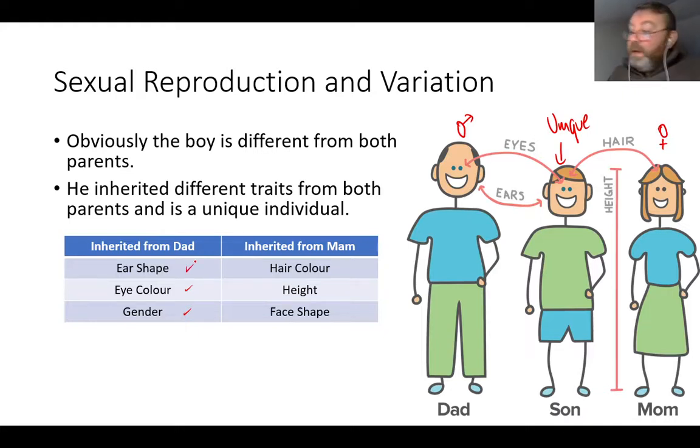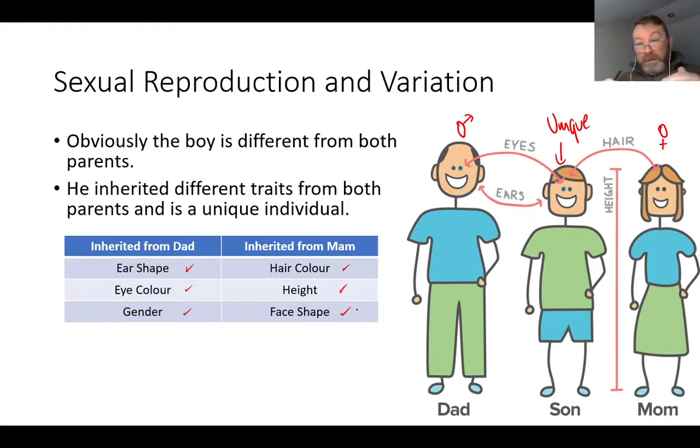With his mom, his hair colour is the same as his mom's. So he's inherited his hair colour. He also seems to have inherited his height from his mother, and he has inherited the same, I suppose, skull shape or face shape as his mother.